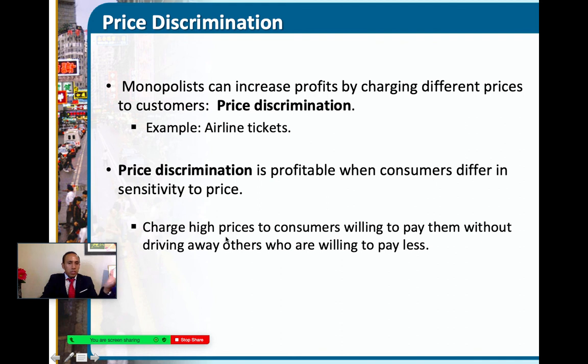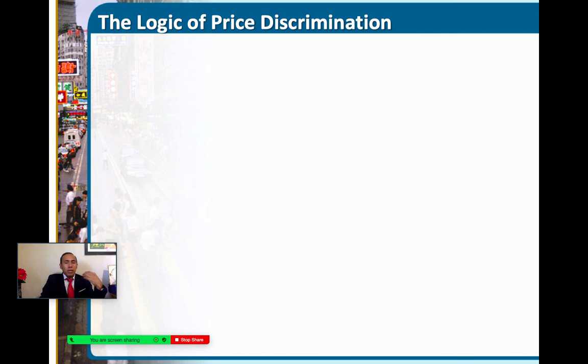The firm charges high prices to consumers that are willing to pay them without driving away others that are willing to pay less. It has to do with the elasticity of consumption. If you're highly elastic, you may not pay the high price. But if you are inelastic, you may pay the high price, depending on the consumer itself.